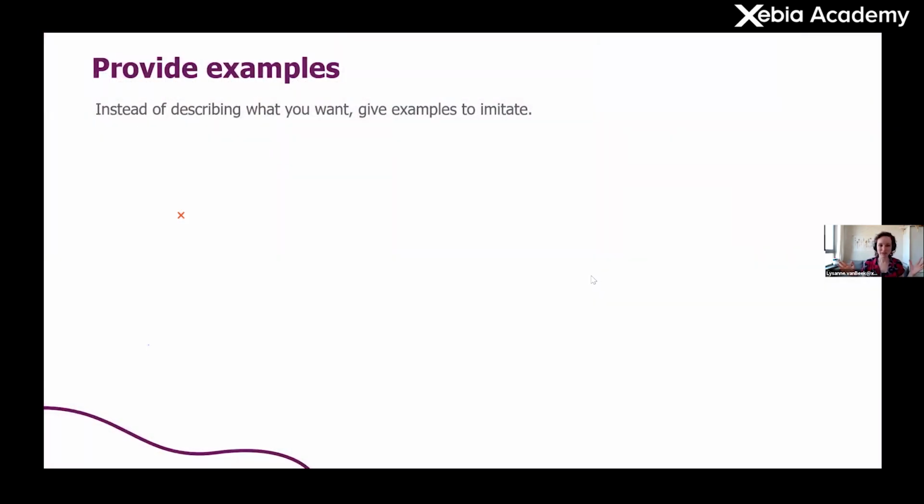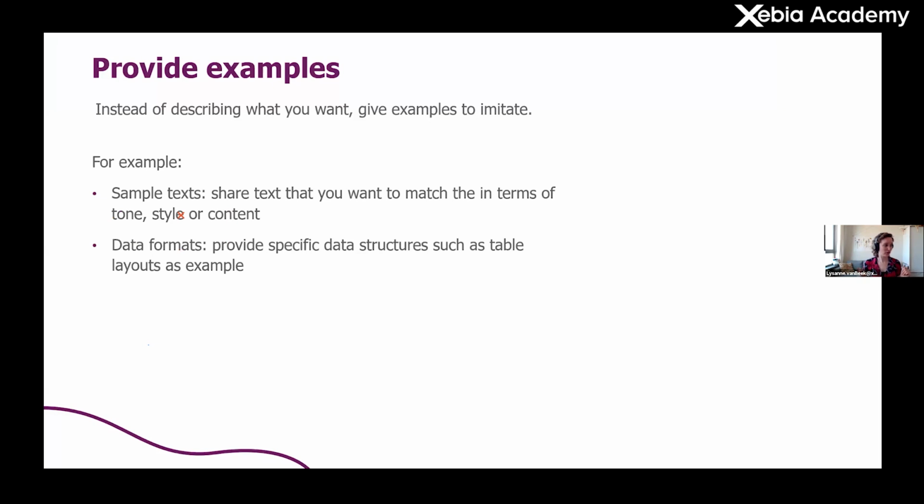So instead of thinking really long and hard about a description of something, we could also just give an example and say, hey, I want you to write an email like this one that I gave you here. So it could be that we give some sample text and we want ChatGPT to match the style or the tone. Or give a data format and say, hey, I have this table or this JSON or this whatever file. I want you to structure this in the same way. It could save you a lot of time.